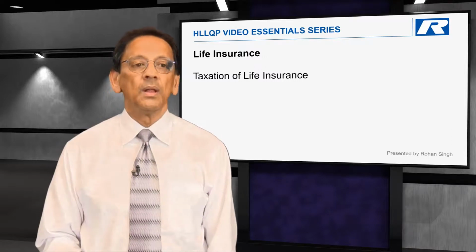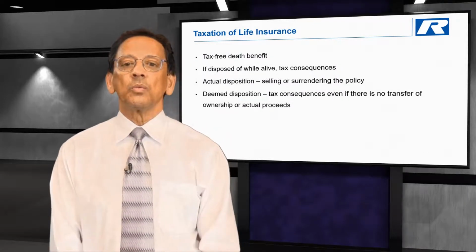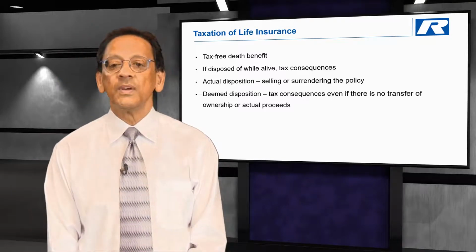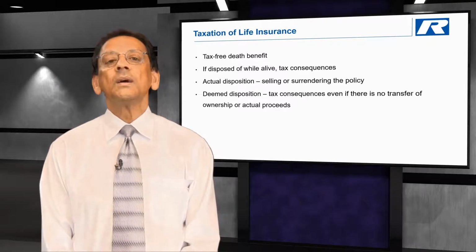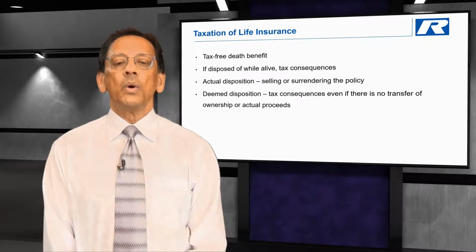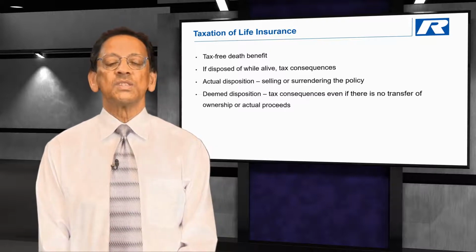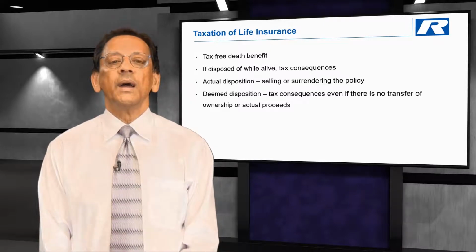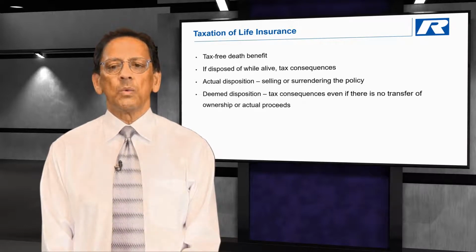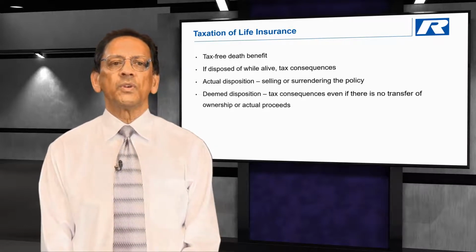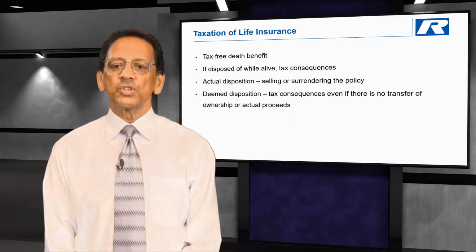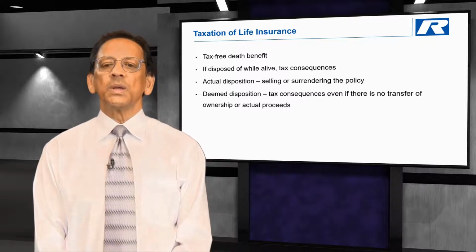Now, lots of people cringe when they hear the word taxation, but the reality is it is a part of life. And in fact, with respect to life insurance, one of the big advantages of life insurance is that the death benefit is paid out to the beneficiaries tax-free. And so when we say the death benefit is paid out tax-free, why do we have a whole chapter on taxation of life insurance if the death benefit is paid tax-free?